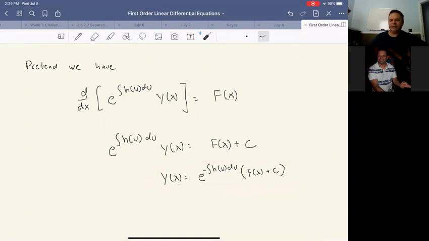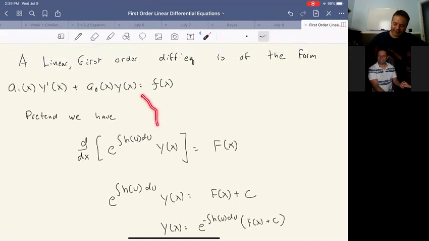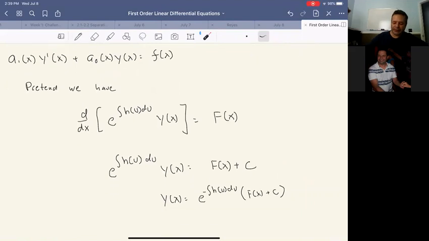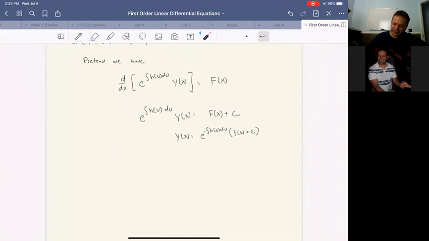Well, that doesn't look anything like what this looks like, does it? Well, not yet. We're actually going to start with this and actually make it look like this. So let's take this thing and see where it goes.